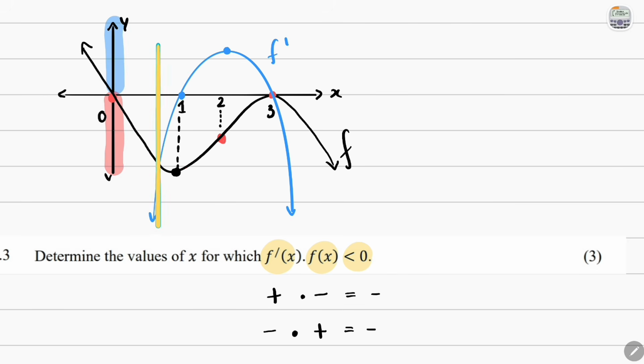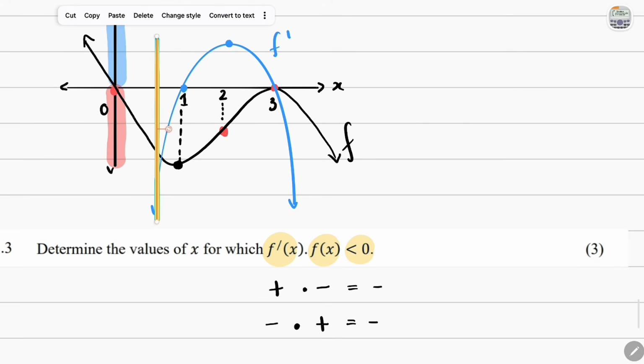Now, if we're going to compare it with the graph of f prime, I'm just going to go ahead and start with this one instead of this case, because I can see that f prime of x has negative y values here. And so for the same x values, the graph of f must have positive y values. But you see what's going on here?